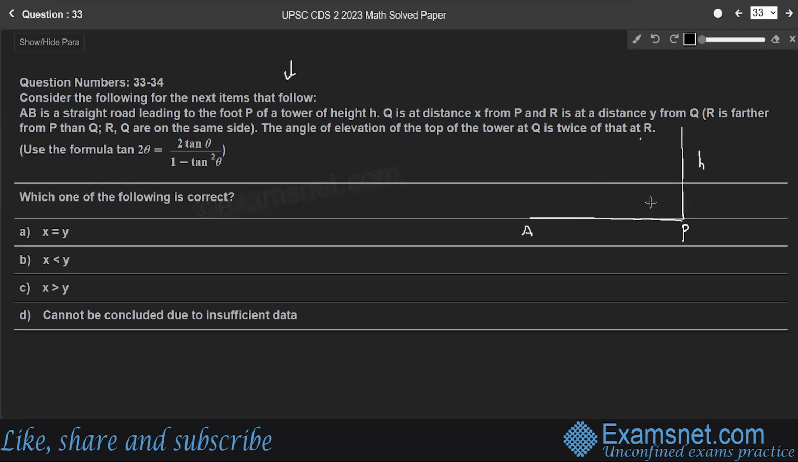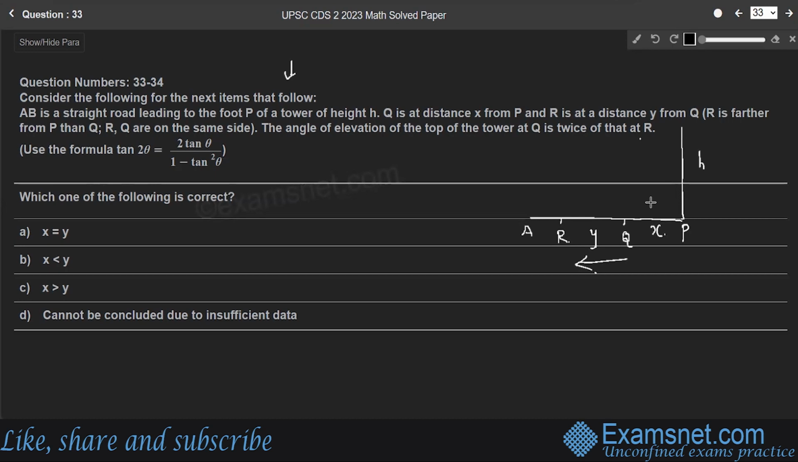So q is at a distance x from p. So here q is, we'll consider a place or point q which is at the distance x from p, and r is at a distance y from q. So we'll consider a point r which is at a distance y from q. R is farther from P than Q. Yes, R is farther from P, right, than Q. So R and Q are on the same side, right? Yes, R and Q are on the same side, which is to the left here in the given figure.